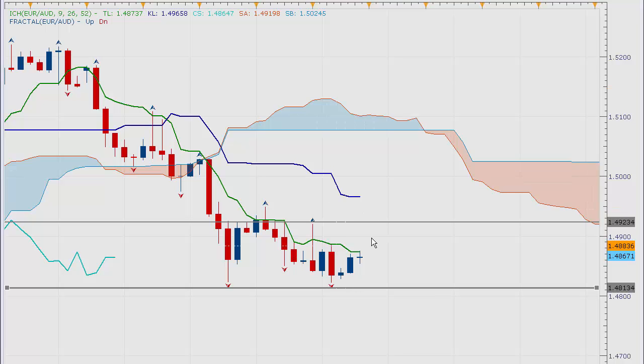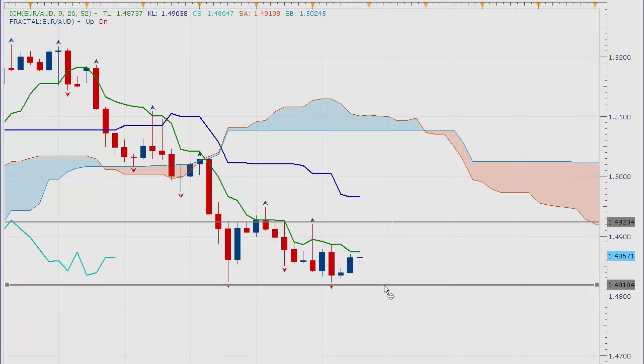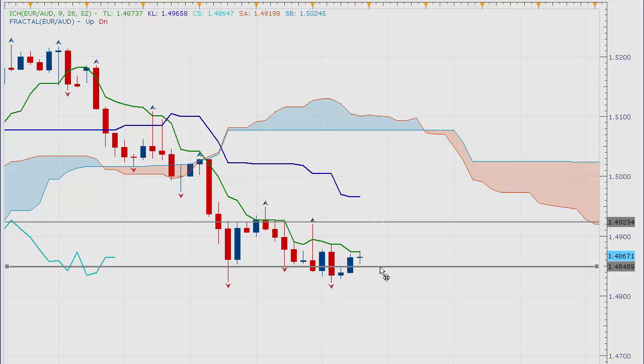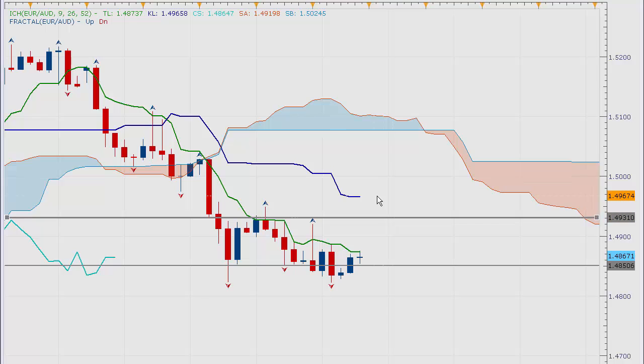If we wanted to be really aggressive, we could possibly... No, I wouldn't do that. But I was going to say, if we wanted to be really aggressive and we were desperate for a trade, we could wait for a break of that. But I wouldn't do that. I'm not desperate to get in a trade, because there's too much indecision here with these candles.